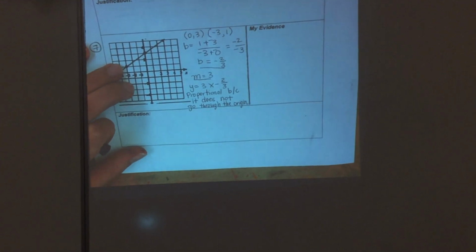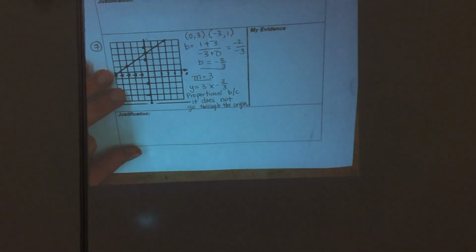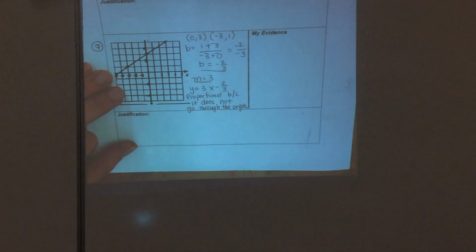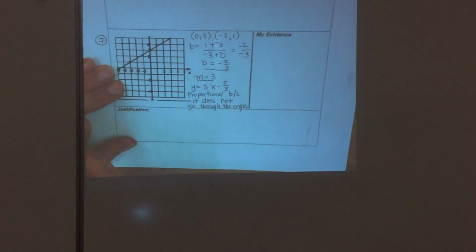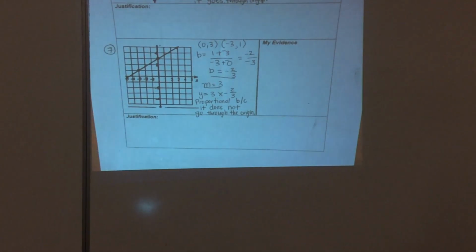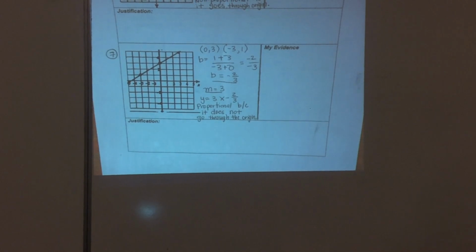Now it says it's proportional because it does not go through the origin. If it doesn't go through the origin, is it proportional or non-proportional? Non-proportional. It should have been non-proportional. So that is it. Okay, that was everything.